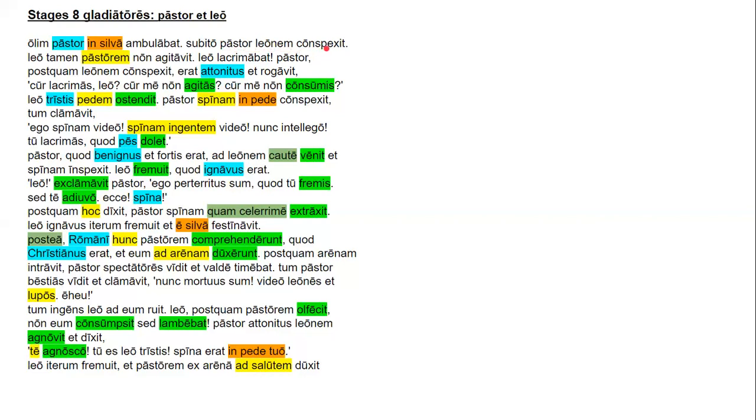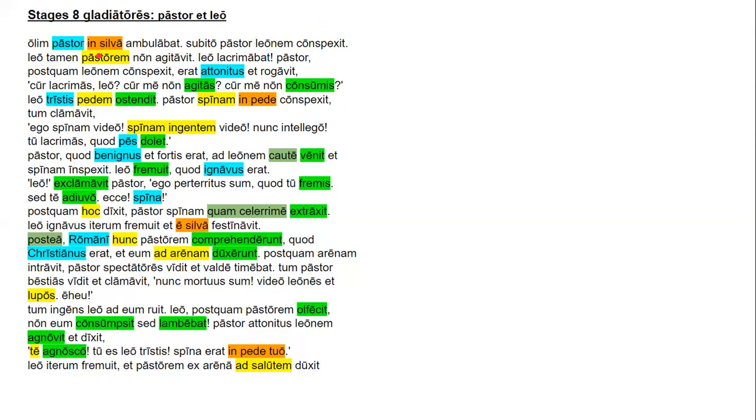So let's look over here. Here's our verb at the end, conspexit. So this is con and spicio. So we even get the word conspicuous from this, meaning easily seen. So conspexit is a perfect tense verb, and it means he saw. Right, so let's put it all together in correct order. Suddenly, the shepherd saw the lion. He saw the lion. Okay, next sentence.